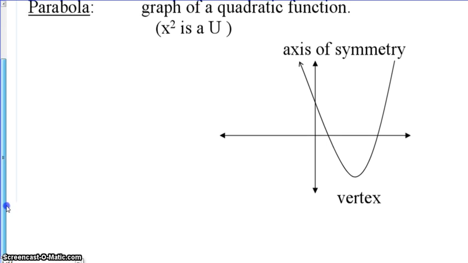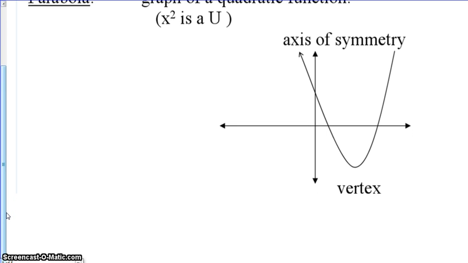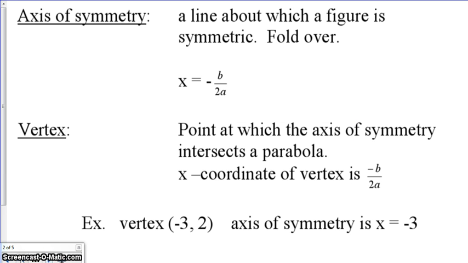If we look at this picture of a sample quadratic function, our axis of symmetry means that when we fold our quadratic graph over that line of axis of symmetry, one side reflects onto the other side. The axis of symmetry goes through the vertex of your graph. It is a line about which a figure is symmetric or fold over.